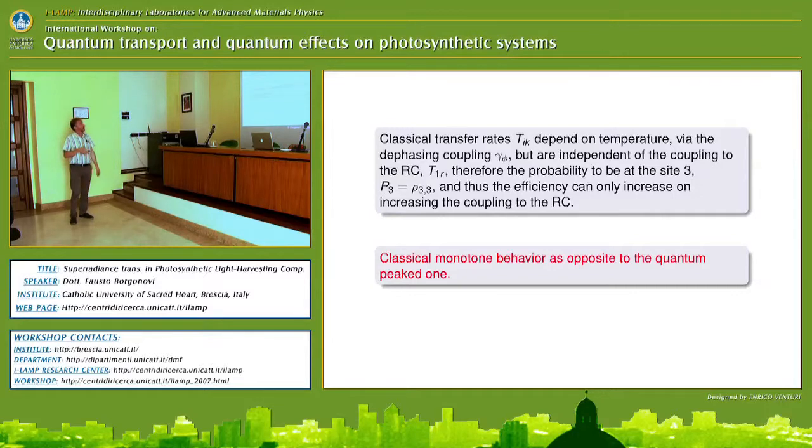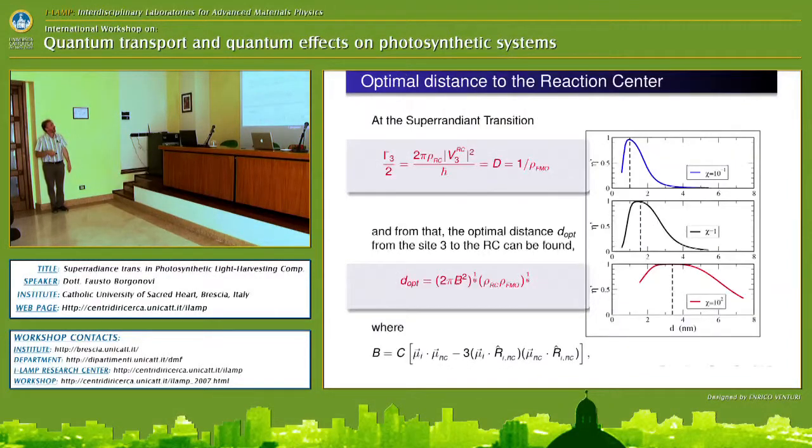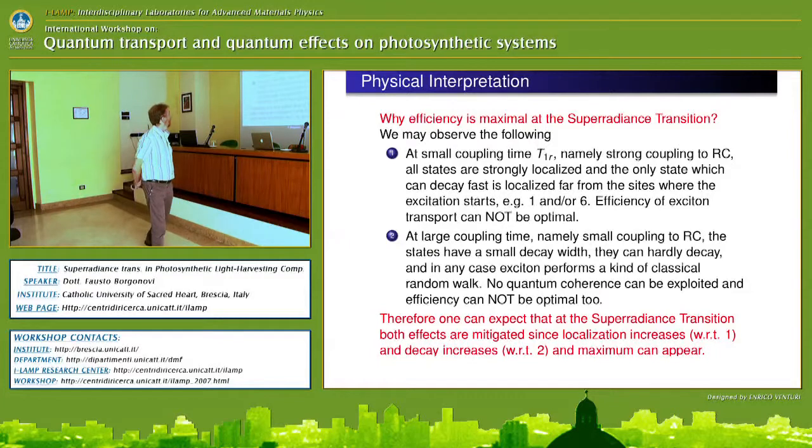This is what I already told you. And, well, there is no time. I would like to leave you some time. There are 10 minutes. Okay, let me switch to the physical interpretation. Why is efficiency maximal at the superradiant transition?